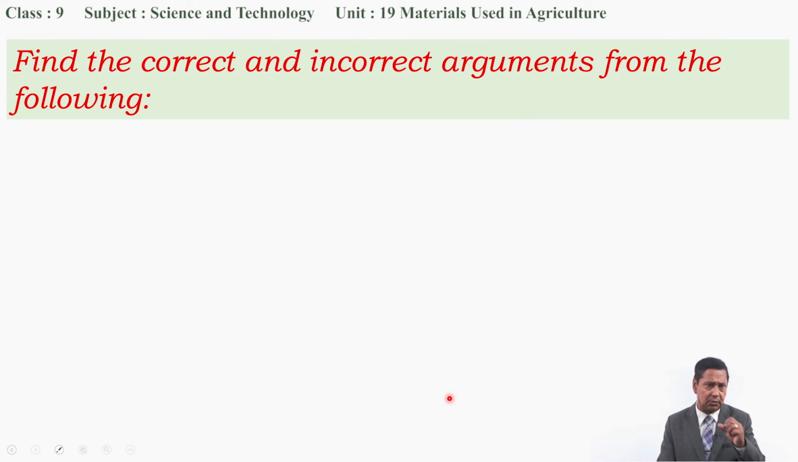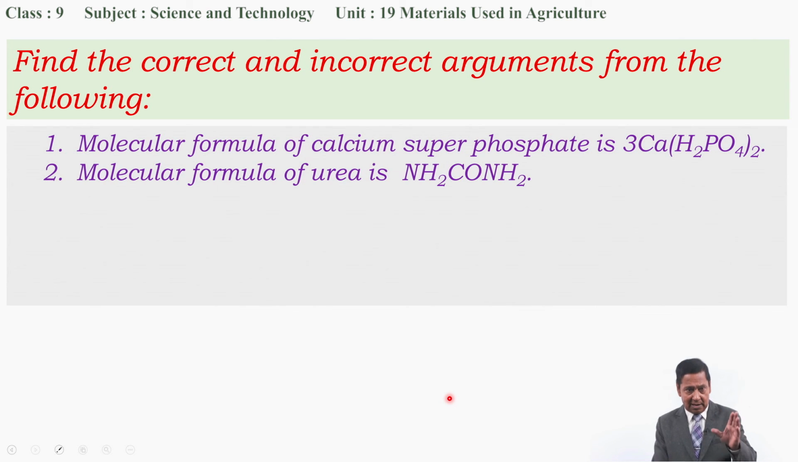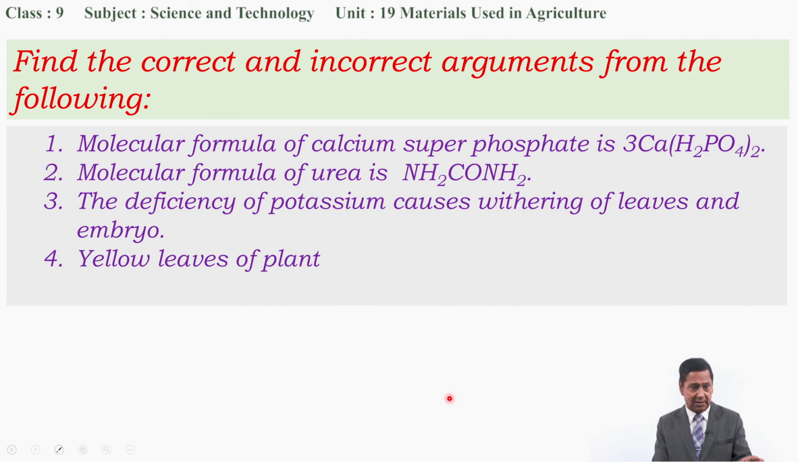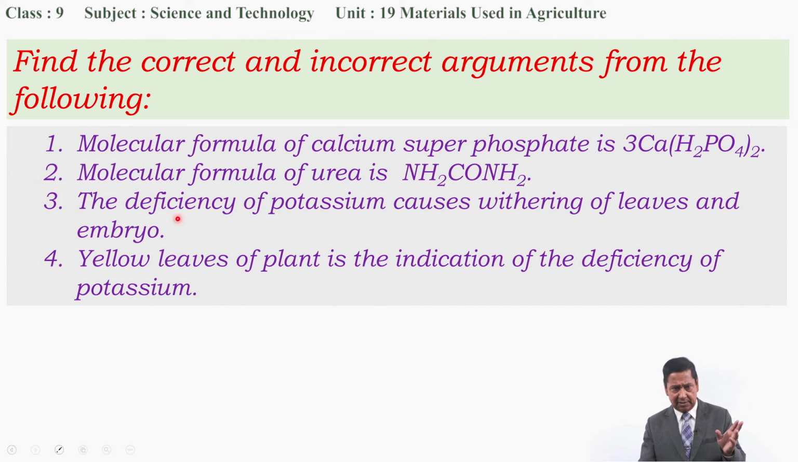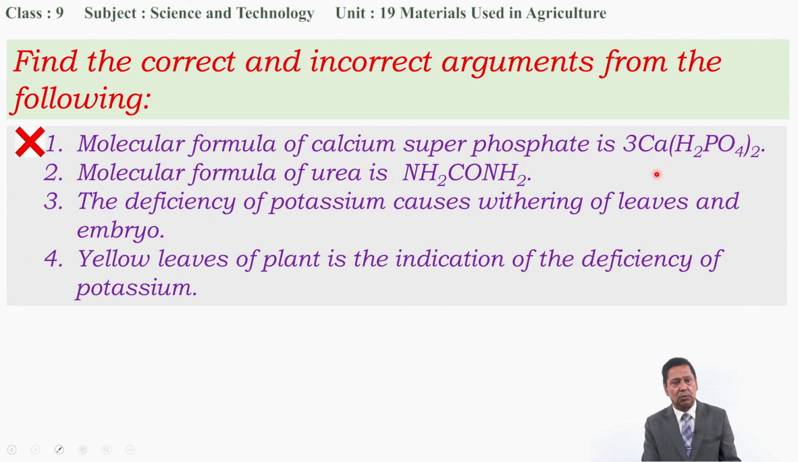Okay. Let's go through another question also. Number 1, molecular formula of calcium superphosphate is given here, and another molecular formula of urea is given, and here in number 3 deficiency is told, in 4 the color of the leaves is told. Now I want to check them one by one. Look at first one. Molecular formula of calcium superphosphate is 3Ca(H2PO4)2. Is it? No, this is incorrect, because molecular formula of calcium superphosphate is Ca(H2PO4)2·2CaSO4. So this is incorrect.